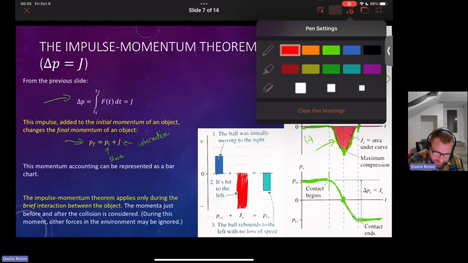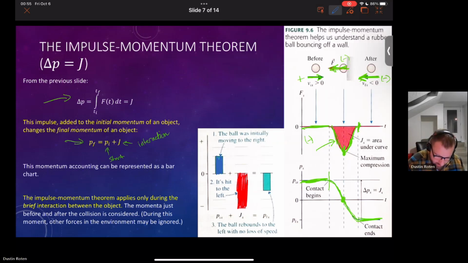And then when we add these two things together, what's left over is this piece here, and you'll notice it is also negative. The momentum of the ball started positive, but then after that negative impulse, the overall momentum becomes negative.